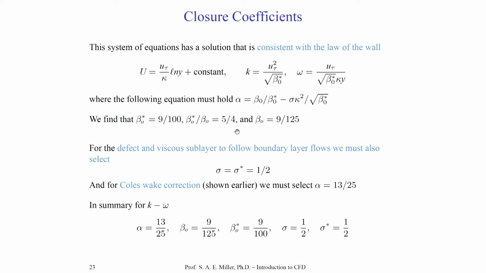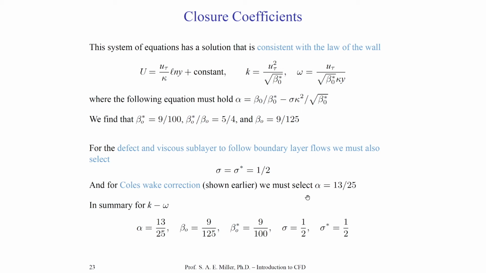We need to find and close further coefficients. You'll see that in the viscous layer of the boundary layer and the defect layer, which represents the outer layer, we would have to follow the boundary layer profiles of the flows, and we must also select, and there's no other solution, sigma star is 1/2. We can then look at the defect layer of the boundary layer corrections of Coles and find that alpha is 13/25.